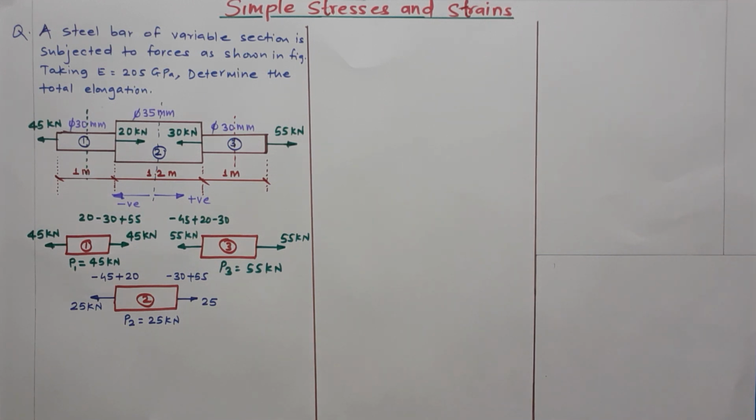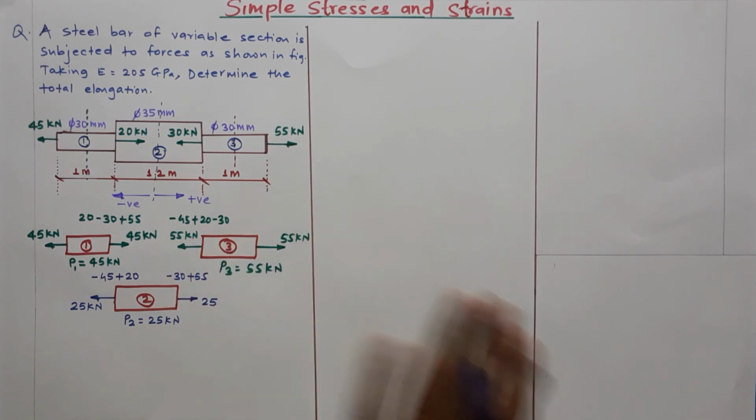We got internal forces in each member. Okay, our step 1 is completed. We draw a free body diagram of each and every part, apply static equilibrium conditions, and find out internal forces in each part.